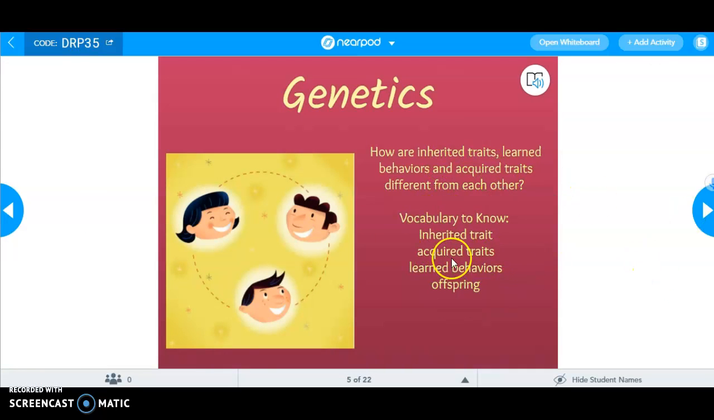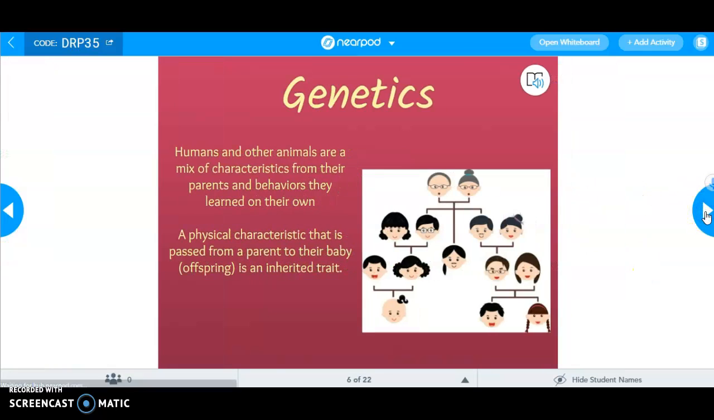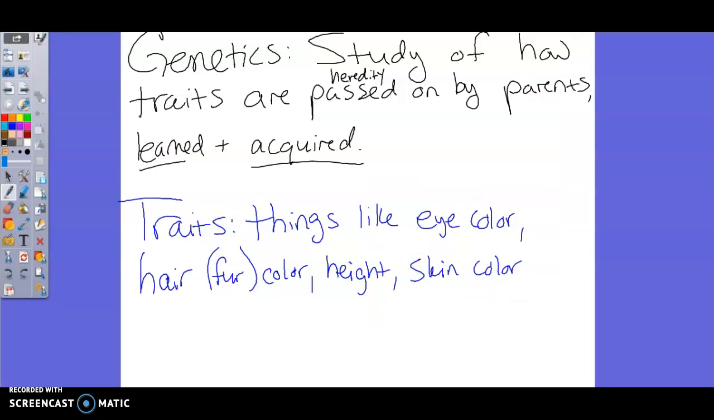So we'll go through all the things that we need to do for today. So again, when you look at this breakdown of the families, you're going to realize that there are very specific traits that are passed down from parents to their children. And you can see here that traits are things like eye color, hair, or if you're an animal, fur color, height, and skin color. That's very important in the study of genetics.